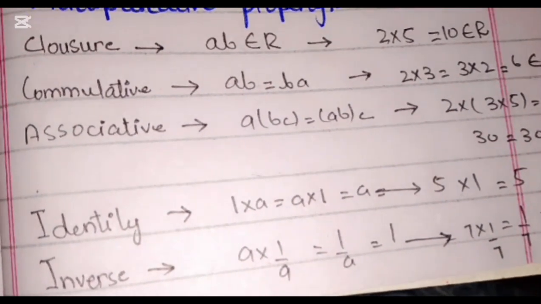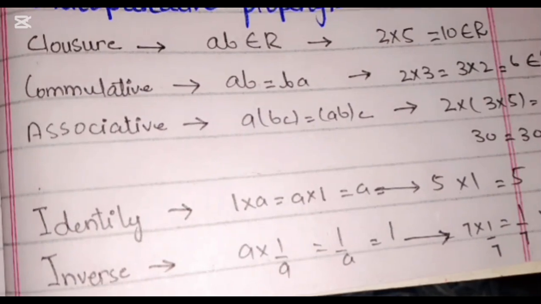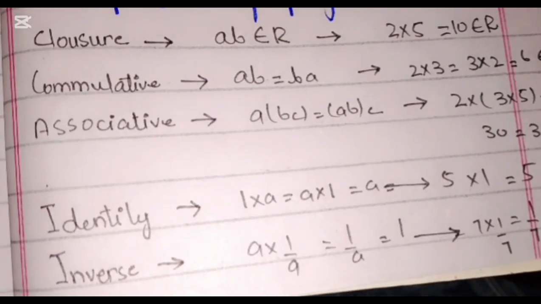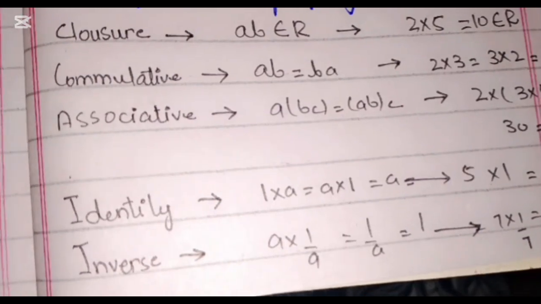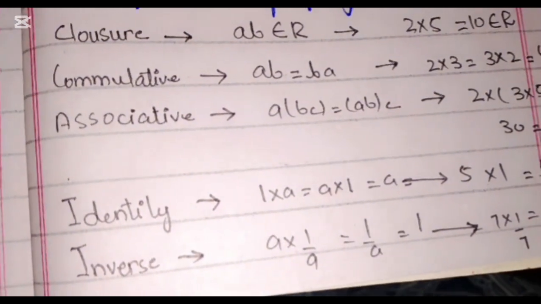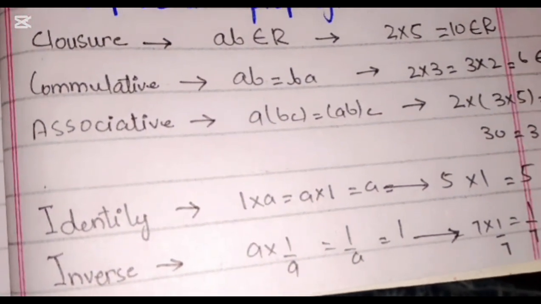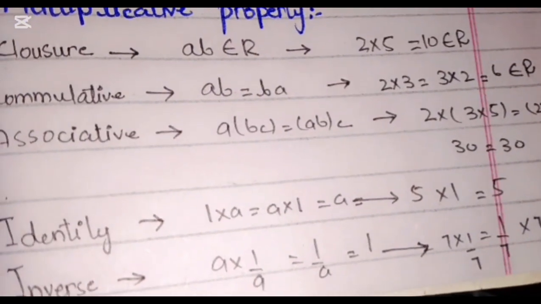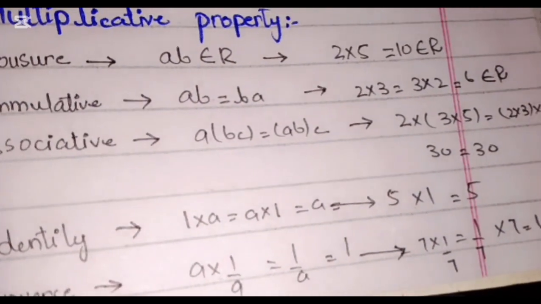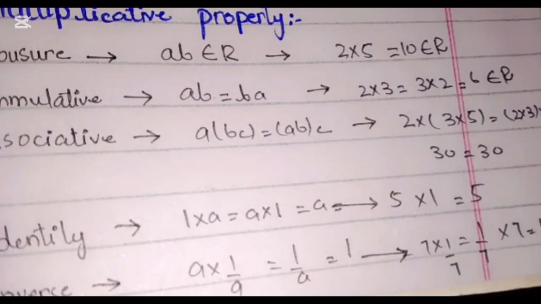The other property is the inverse property. In the inverse property we multiply the number with its inverse. The inverse of a is 1 over a, and then we get the answer 1. For example, we multiply 7 into 1 over 7 on the left hand side, which is equal to the right hand side, 1 over 7 multiplied by 7.